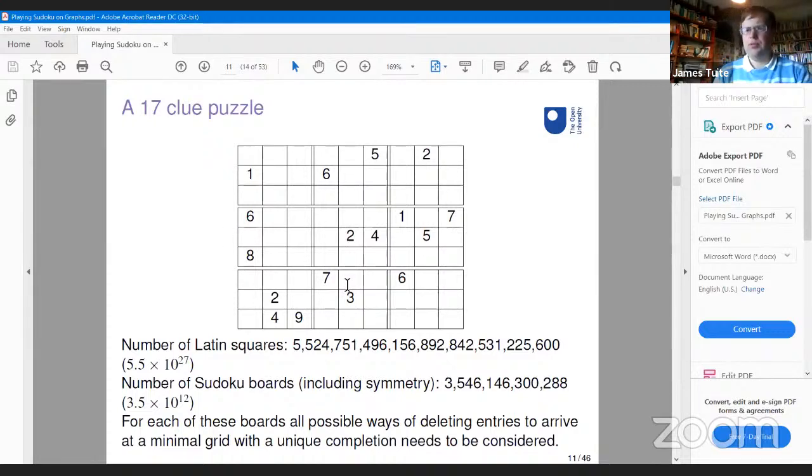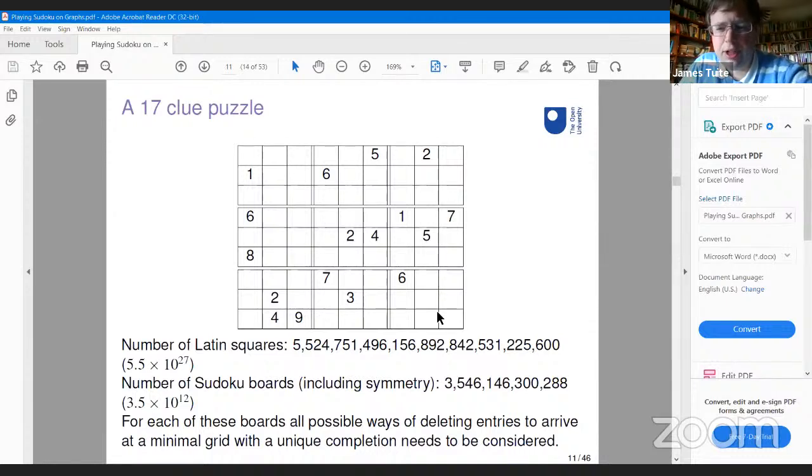Okay, why is this a difficult problem? Well, the number of Latin squares, that's without the restriction on the subgrids, is about 5 times 10 to the power 27, so a lot. The number of Sudoku boards is a lot less. It's about 3 times 10 to the 12, in other words, a 3 followed by another load of zeros. So still a gigantic number, but only a small proportion of the Latin squares.